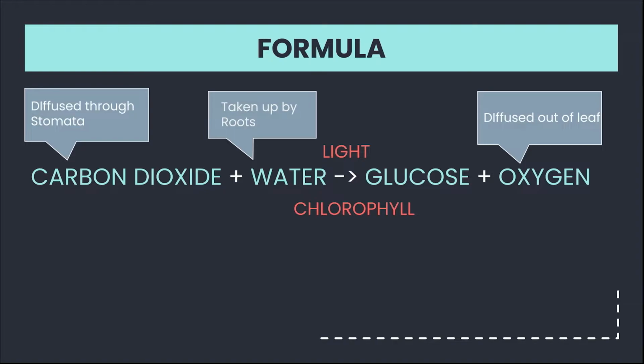For those of you who don't know what diffusion is, it is basically when a gas goes from a higher concentrated area to a low concentration area. Then we have water, which is taken up by the roots of the plant. With the help of light and chlorophyll, we get the products glucose and oxygen, which is then diffused out of the leaf the same way we got carbon dioxide.